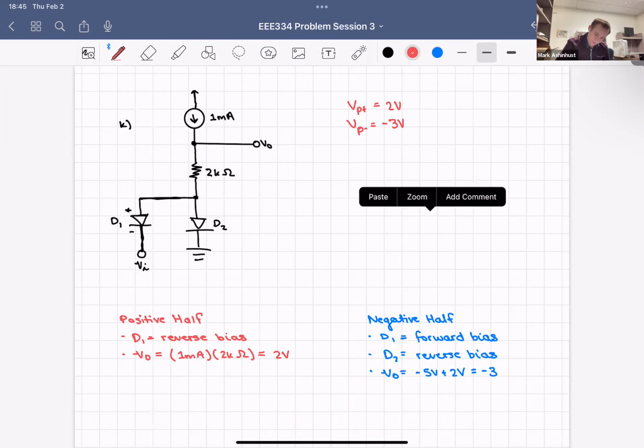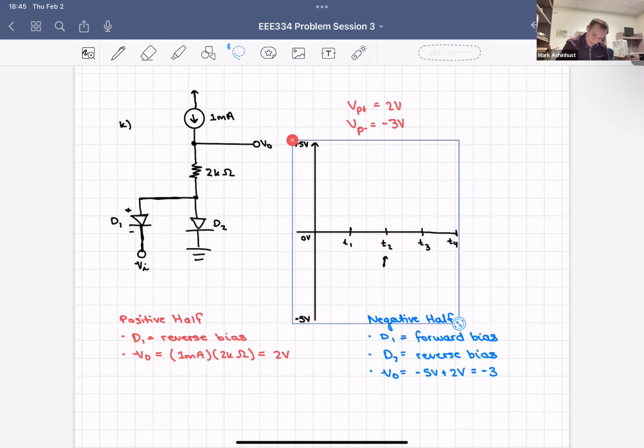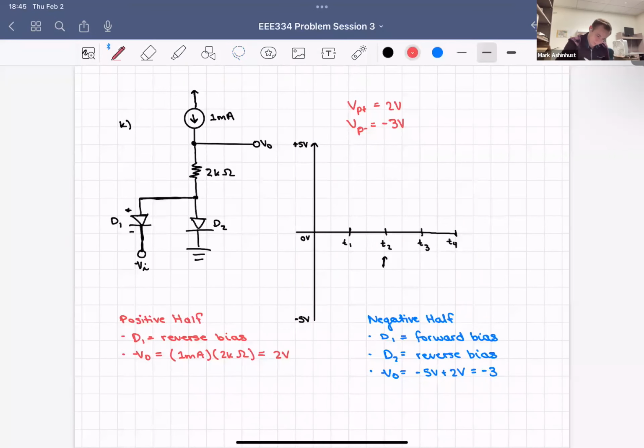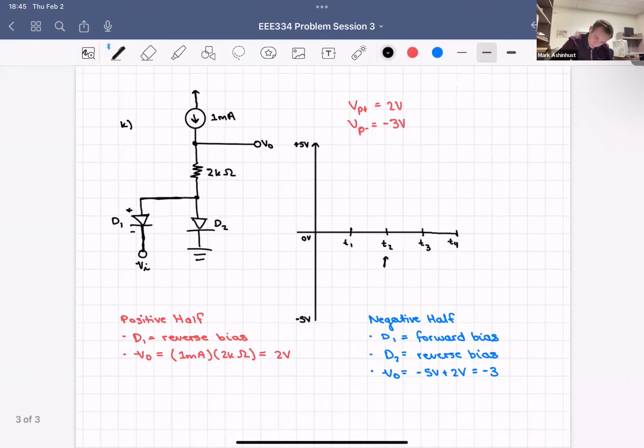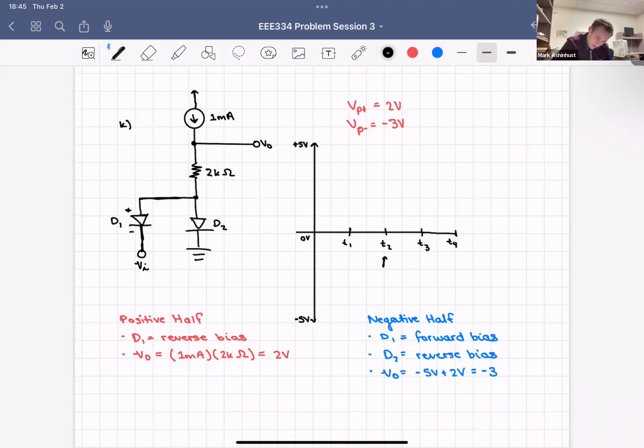I'm going to draw that again. Our graph. And then this, because this is from the source, that positive one is just going to sit DC at 2 volts. So it's going to look a little different.